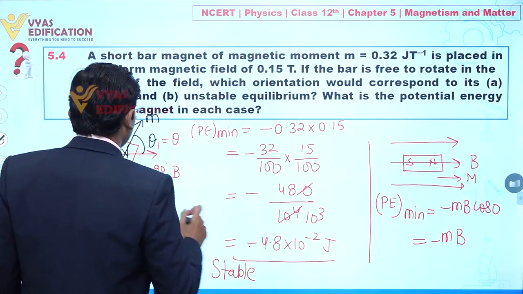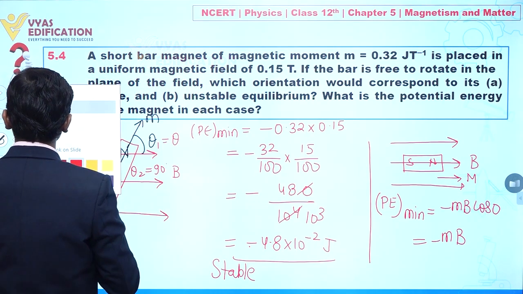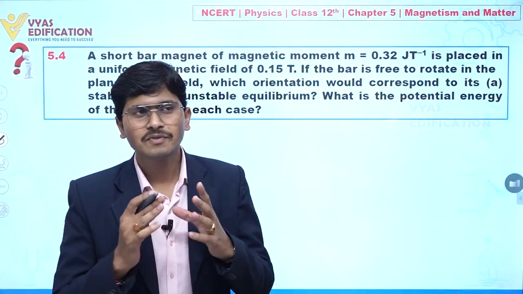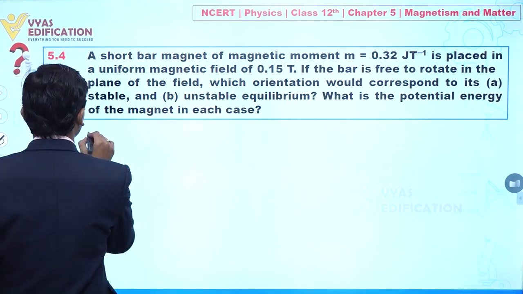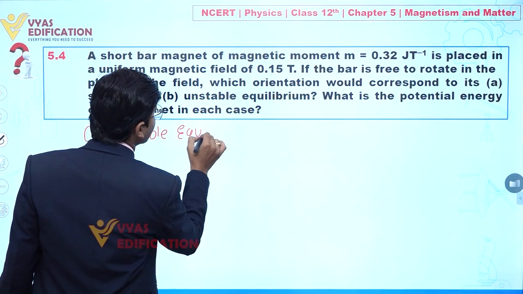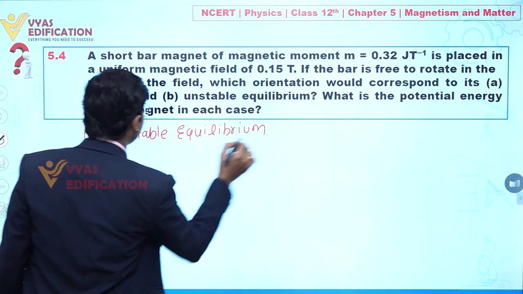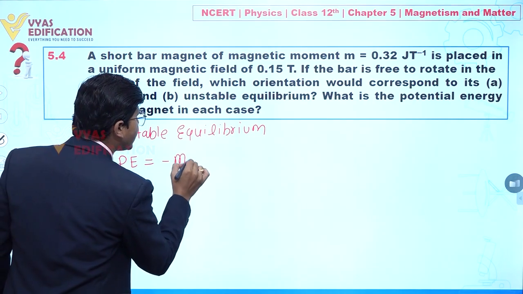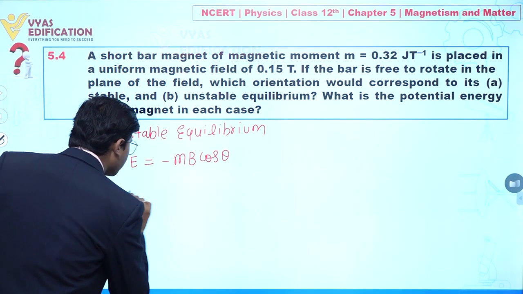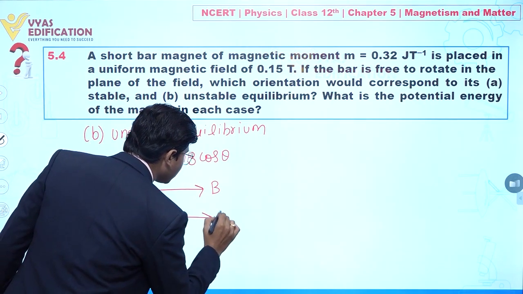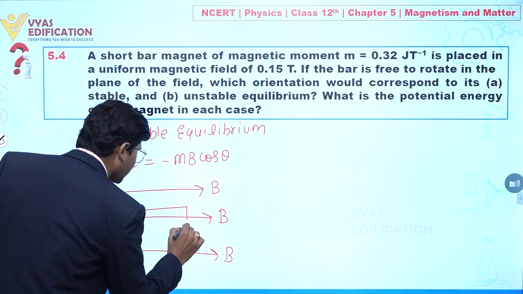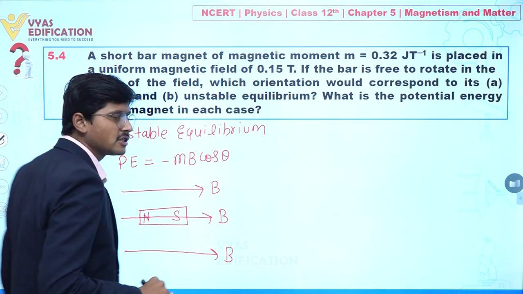Now, listen carefully. If we talk about the position of unstable equilibrium, you know very well the potential energy expression is given by minus mb cos theta. Suppose the situation is like this: this is a uniform magnetic field in this direction, and this is a bar magnet, with this one north and this one south.